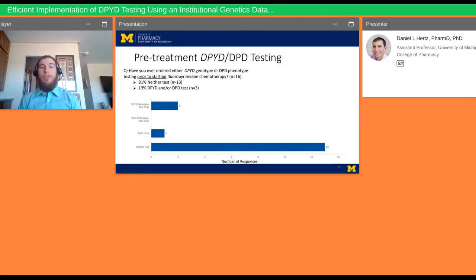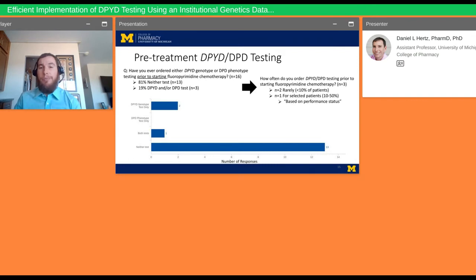Our first question was, have our medical oncologists ever ordered a DPYD or DPD test prior to starting fluoropyrimidine chemotherapy? You can see that about 80% of our medical oncologists had never ordered a test prior to treatment, whereas about 20% had. We then asked of those medical oncologists who have ordered testing, how often they order testing and why. 2 out of the 3 who said they had ordered testing said that they rarely do. 1 medical oncologist said that for selected patients, they order testing based on performance status.